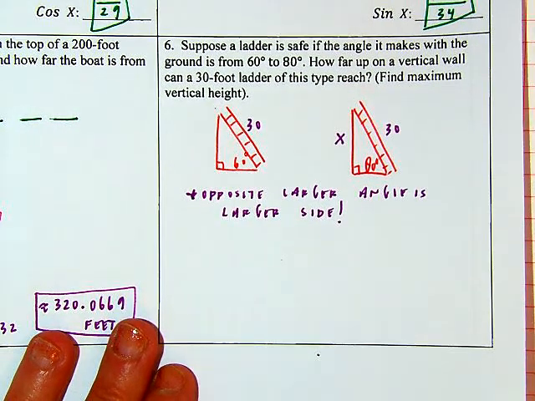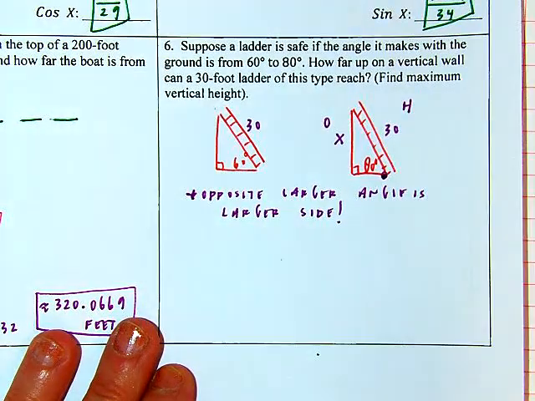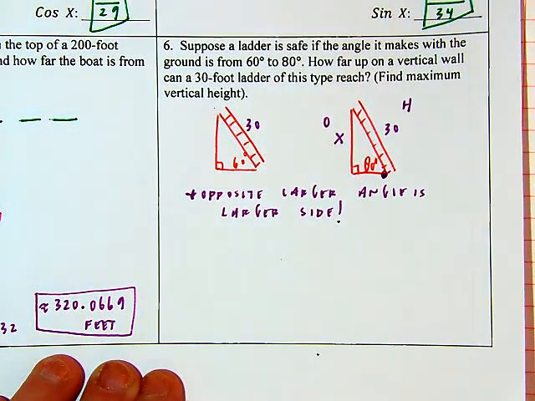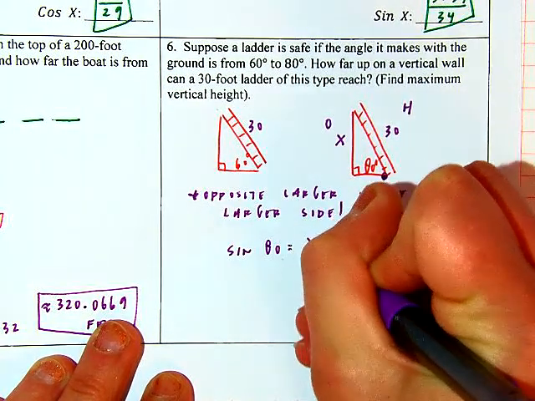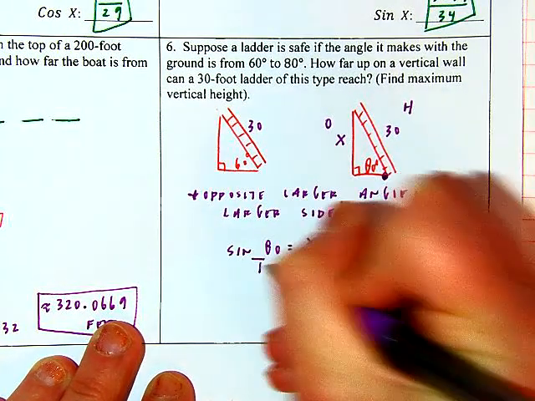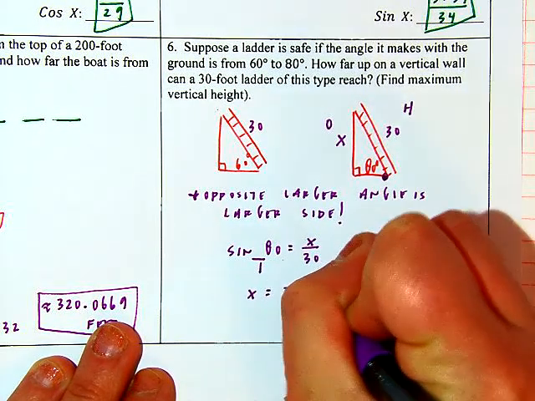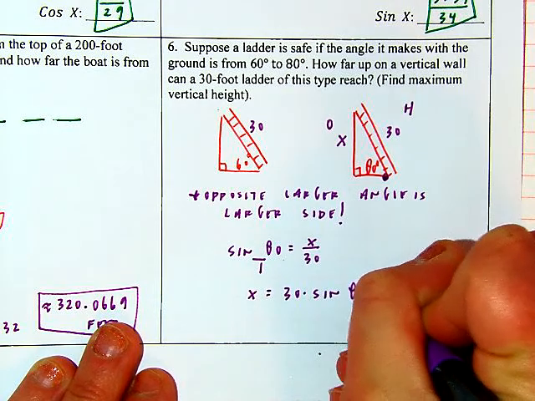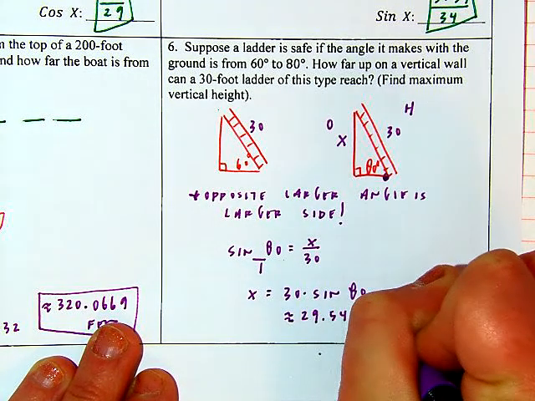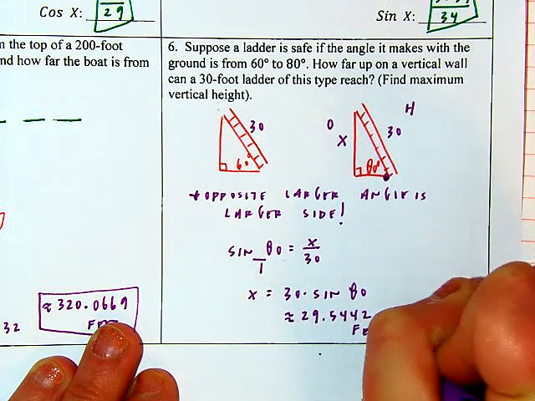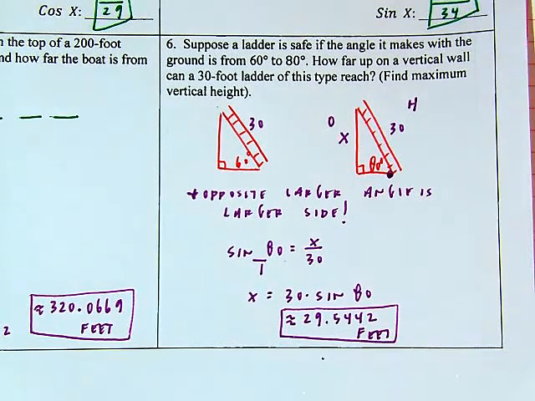So in relation to where 80 is, I have an opposite and a hypotenuse. So I'm going to use sine. I know that sine 80 equals x over 30. Okay, cross multiply, and x equals 30 times sine 80, and we end up with about 29.5442, and my units are feet. All right, we should be good to there.